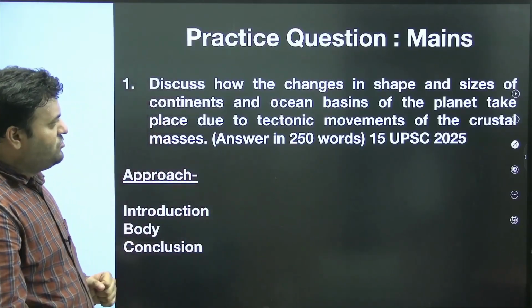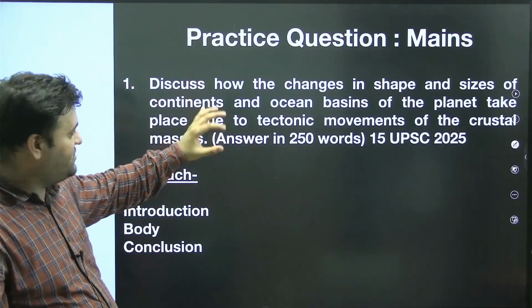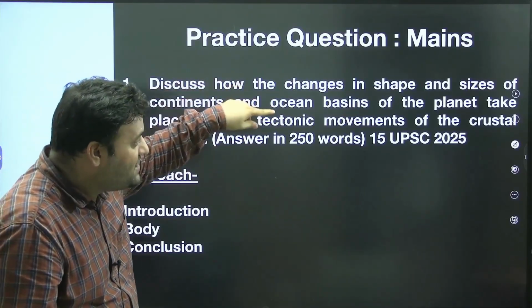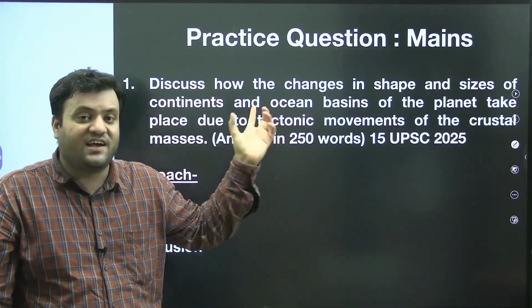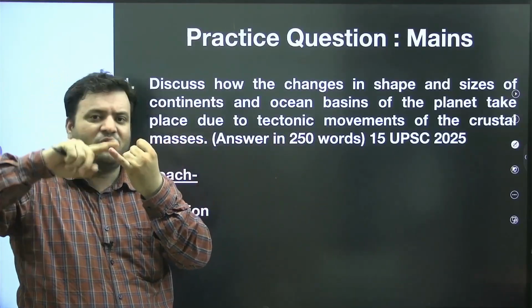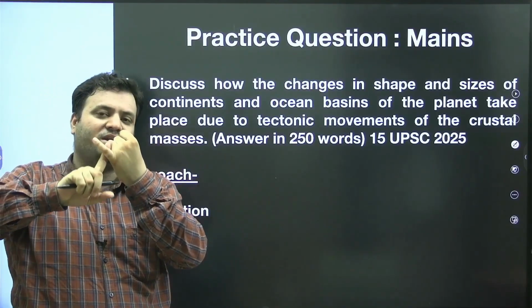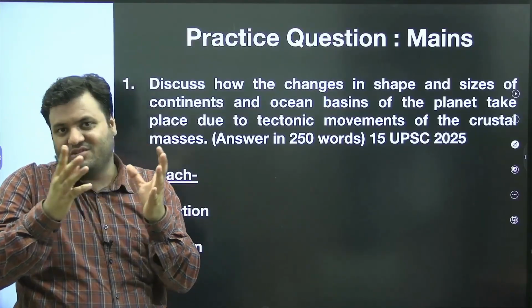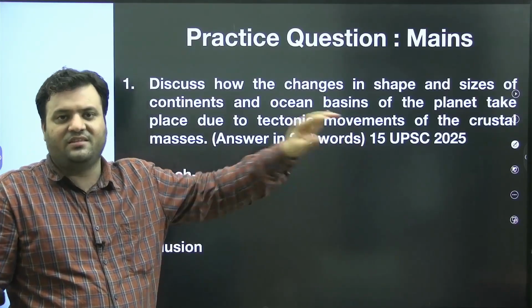So this question which has been asked is based on the topics we discussed: how the changes in shape and size of continents and ocean basins of the planet take place due to tectonic movement. Here, the word used is tectonic movement. You can write about continental drift in the background. You can write about Holmes' theory. You can write categorically about the seafloor spreading theory. You can mostly write the points of plate tectonics theory. This is how UPSC used to ask questions.